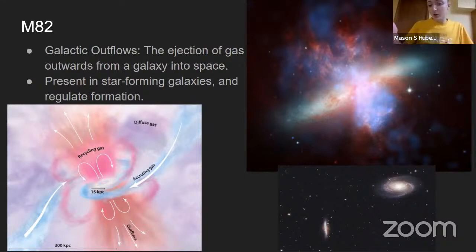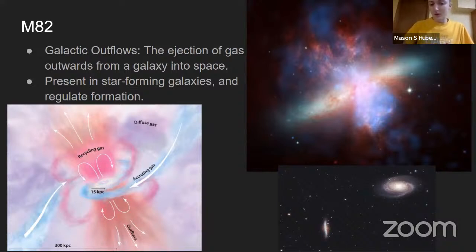This regulates star formation since, of course, in order to create stars, you have to have this gas and material condense and form stars. And so these outflows, in fact, limit star formation. This is a high star-forming galaxy as a result of M81, which is seen in the bottom right, passing very close by M82.